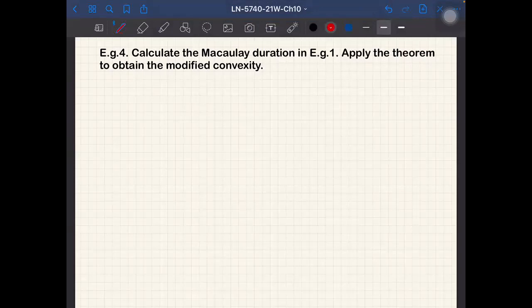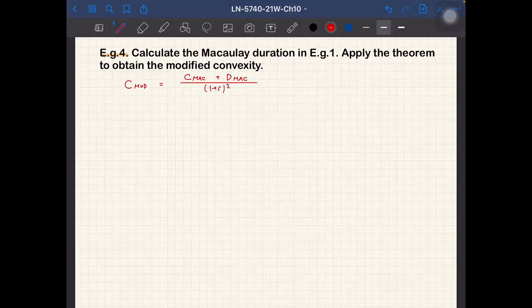Hi, now an example for the theorem for the convexity. So example 4: calculate the Macaulay duration in example 1 and apply the theorem to obtain the modified convexity. So basically the modified convexity is the Macaulay convexity plus the Macaulay duration over (1 plus i) squared.